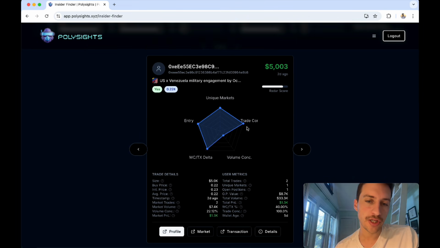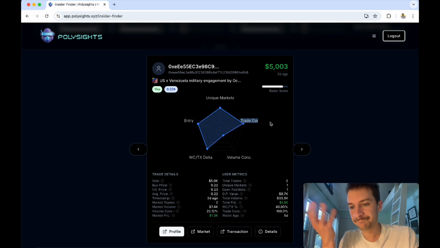So trade correlation, unique markets, volume concentration. What this means is basically the closer the blue is, the more likely that it is an insider. So his entry is really good. Sign of an insider, number one. Number two, this is a hyper unique market and he's only traded one market. Insider reason two. Trade correlation obviously doesn't apply here because there's only one trade taken, only one market traded. So there's not really correlation things, but I guess 100%, right?